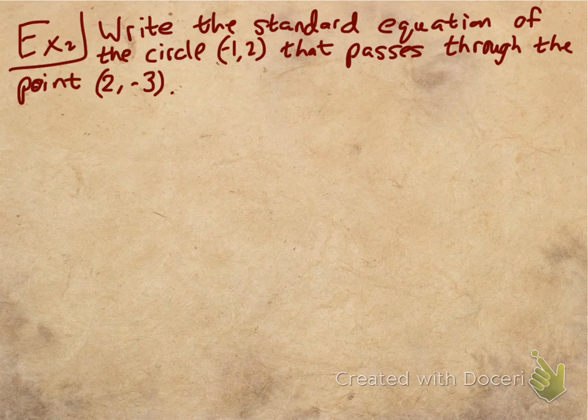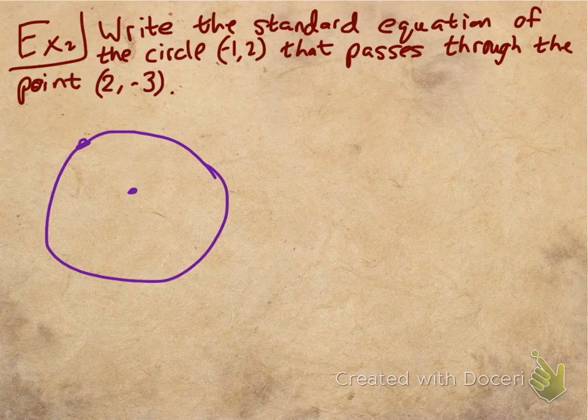Now, you could have another question. Write the standard equation of the circle with center (-1, 2) that passes through the point (-2, 3). I'm not going to graph this necessarily for you. It just means it has this center, and by passing through the point, it means that the circle itself is going to go right through that point.